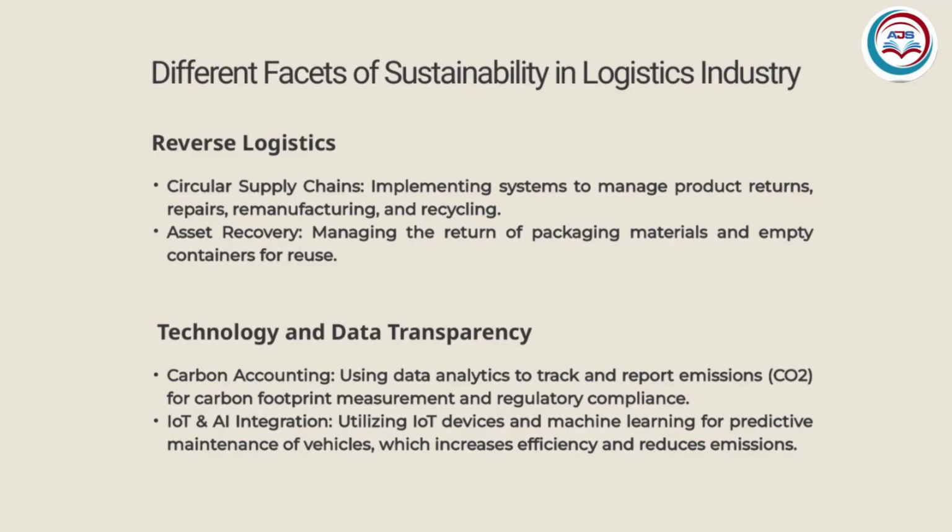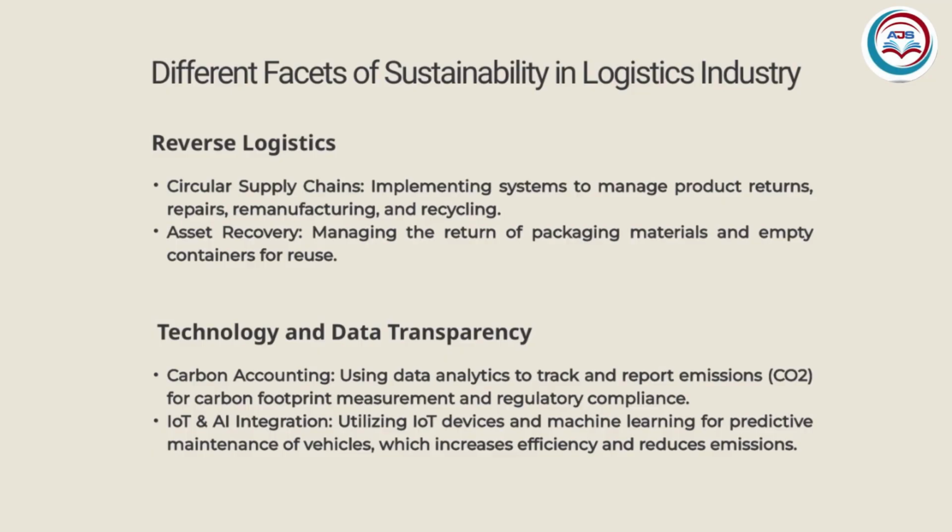Next, we see the power of IoT and AI integration. Using IoT devices combined with machine learning allows us to predict vehicle maintenance needs before issues arise. This proactive approach not only boosts efficiency, but also significantly reduces emissions by keeping vehicles running optimally. Moving on, technology and data transparency are essential. Sharing data openly builds trust and helps identify areas for improvement across the supply chain.